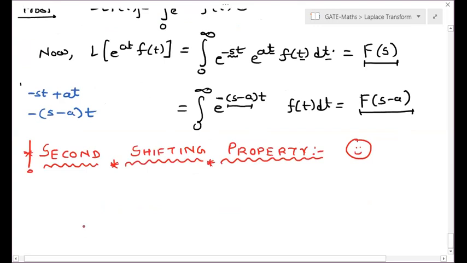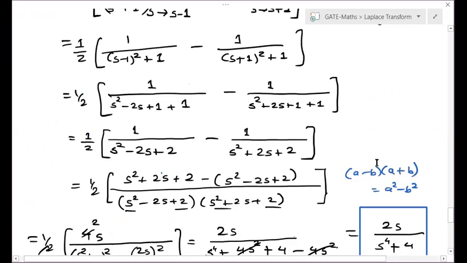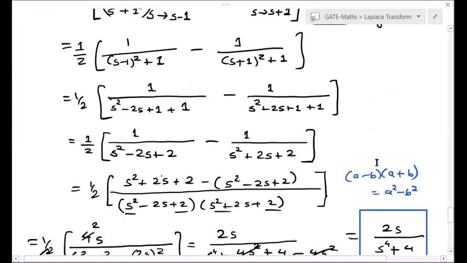So see over here. We have to understand this carefully, and this is much more important for GATE as well as for GTU. Second shifting property. Okay. First shifting property, if it is important 5 star, then I would like to give the second shifting property 2 star, right?